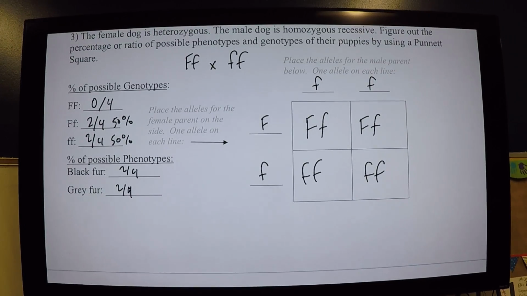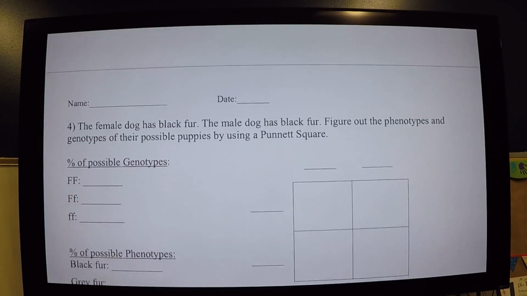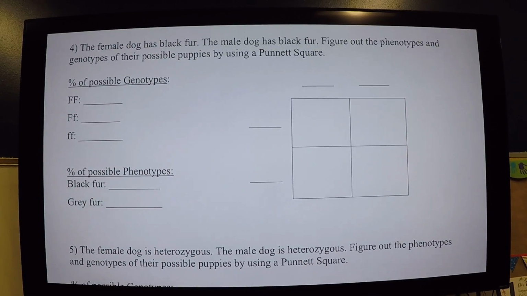I'll let you work on the next one. You can pause if you need to. The female dog has black fur, the male dog has black fur. Figure out the phenotypes and genotypes by doing the Punnett square. If they don't tell you a letter, you can assume it's probably going to be the same letter pairing as above, but in this situation they do give you what the genotypes should be.